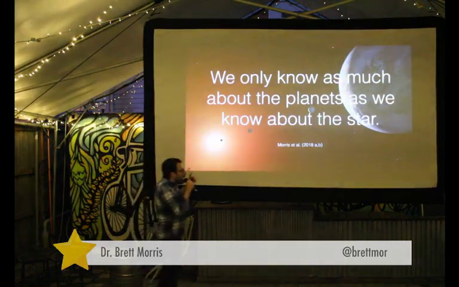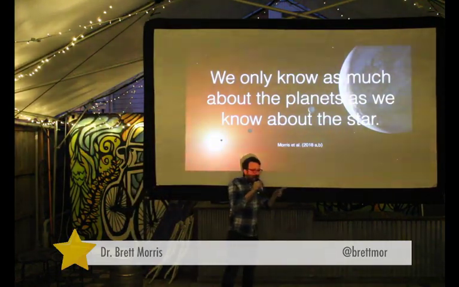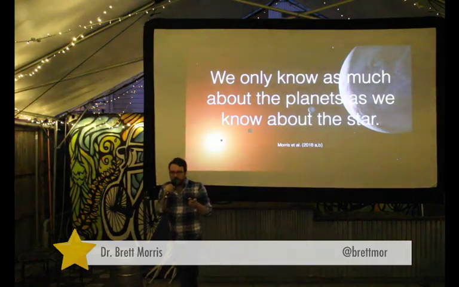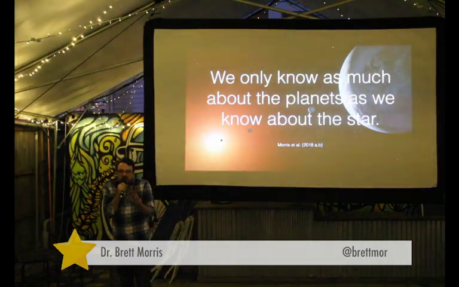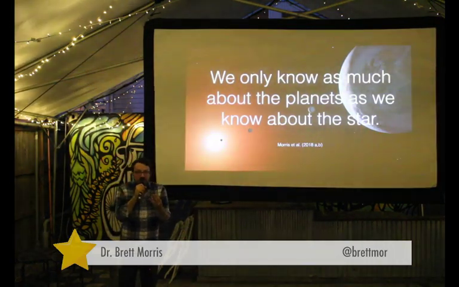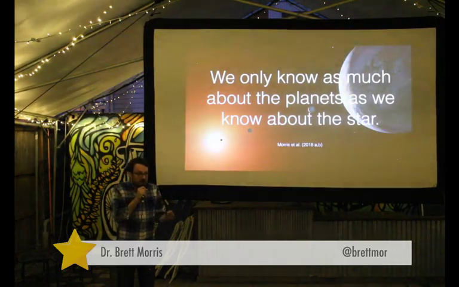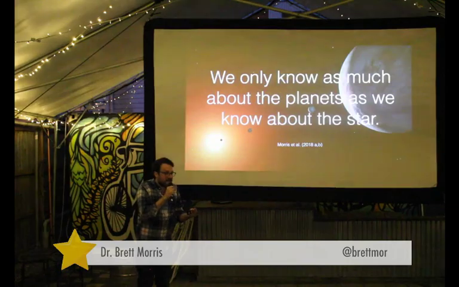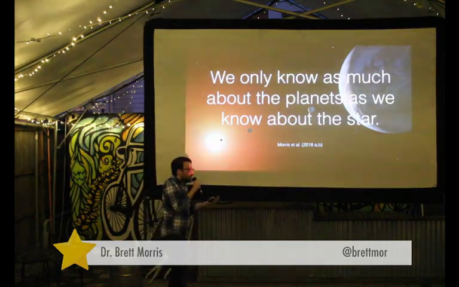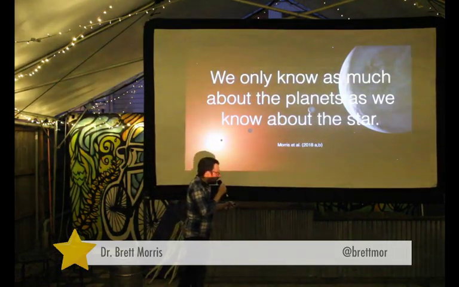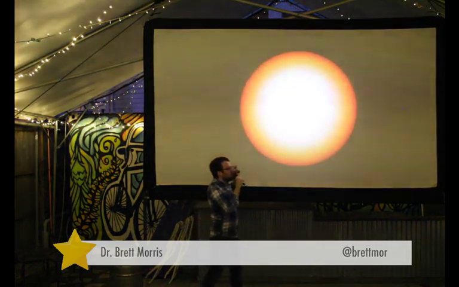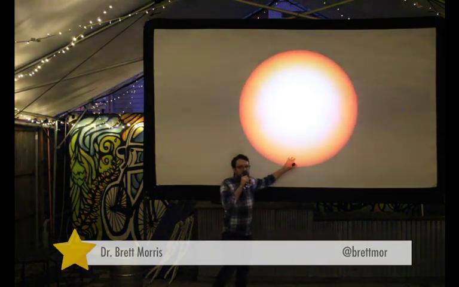Maybe not. But you only know as much about a planet as you know about its star. Because what you're studying when you study a planet most of the time is the effect of the planet on the star's light. And so if there's anything going on the surface of that star, it will influence your ability to understand its planet. Let me give you an idea of what that looks like on a star that we know really well. This is the sun.